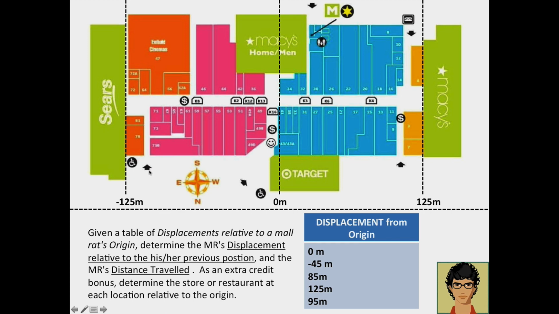We're back at the Enfield Square Mall, this time with a new look. We're going to track the mall rat's displacement and distance traveled. This time we're given a table of the displacements from the origin, and we're going to look for the mall rat's displacement relative to his/her previous position.